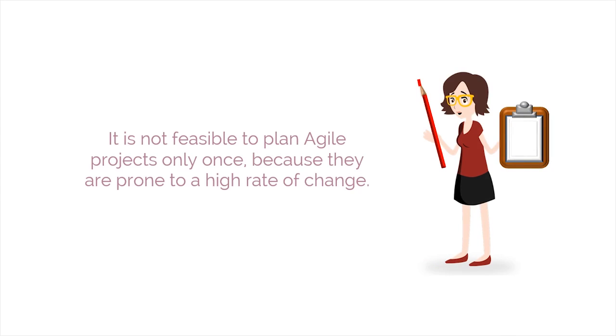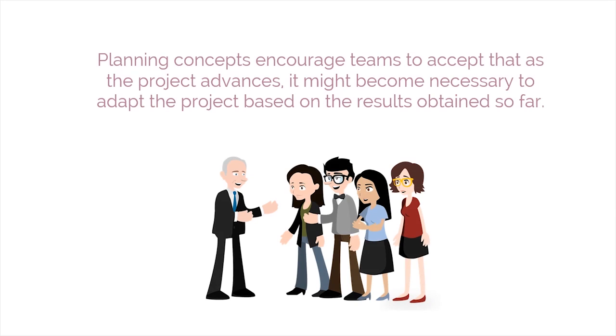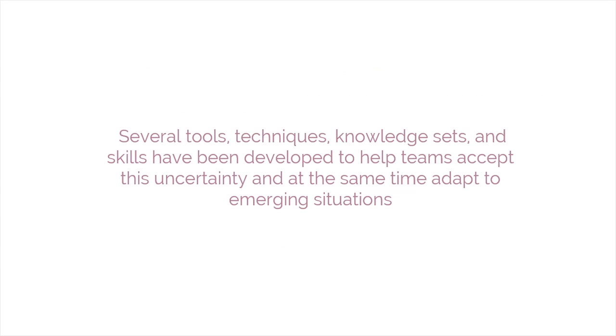It is not feasible to plan Agile projects only once because they are prone to a high rate of change. Planning concepts encourage teams to accept that as the project advances, it might become necessary to adapt the project based on the results obtained so far. Several tools, techniques, knowledge sets, and skills have been developed to help teams accept this uncertainty and at the same time adapt to emerging situations. Let's look at some of them.